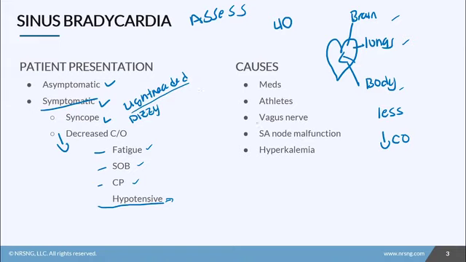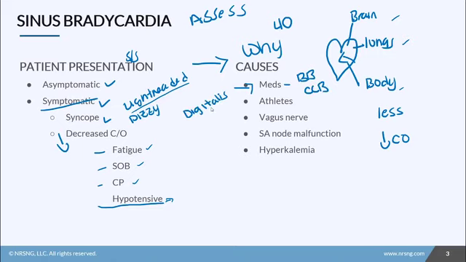So now that you've determined their signs and symptoms, we've got to find out the cause. Why are they bradycardic? If you can find out the cause of the bradycardia, it's a lot easier to treat them. So let's go ahead and talk about the causes. Some of the most common causes of bradycardia are medications. Think about what the most common medications are that would cause bradycardia. And that would be beta blockers or calcium channel blockers.